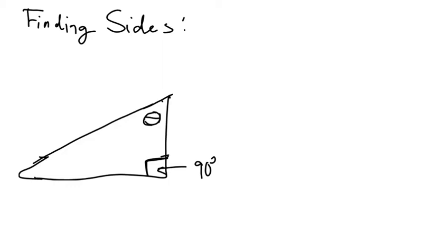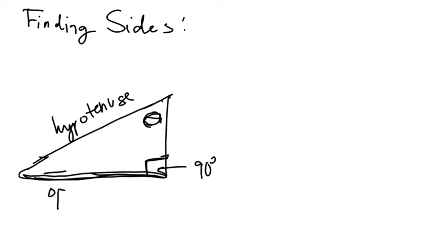The side across from the 90-degree angle is called the hypotenuse. And again, you probably saw this in geometry in middle school about 100 times before. The side that is across from this angle theta is called our opposite side. And the one that's right next to this angle, so this one right here, is called our adjacent side.